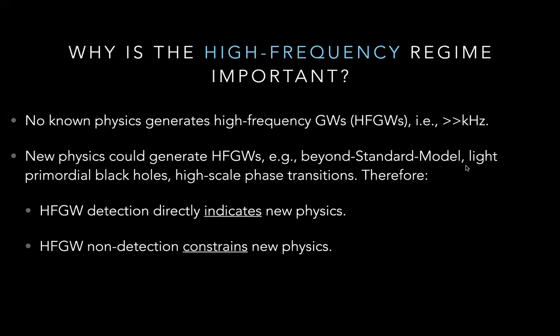So essentially any detection of a high frequency gravitational wave would automatically point you to the existence of beyond standard model theory or new physics. And any non-detection of high frequency gravitational waves, if you infer some sort of upper limits instead of a direct detection, would give you information to constrain the parameter space of new physics. So in general, the high frequency regime of gravitational waves is really important and interesting for us.